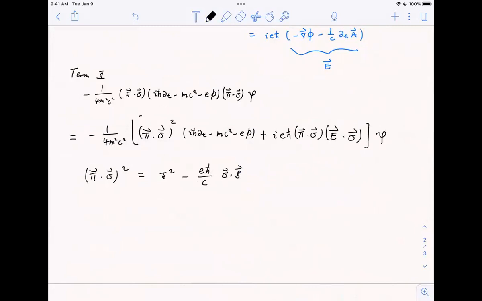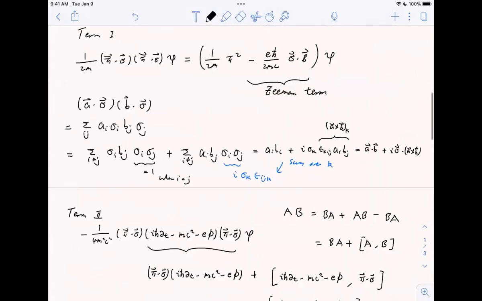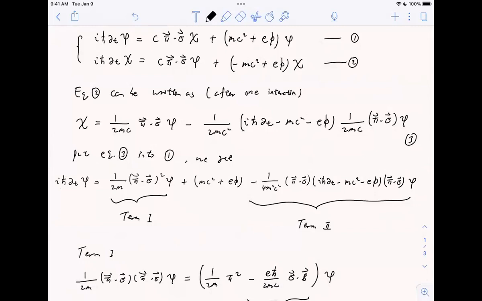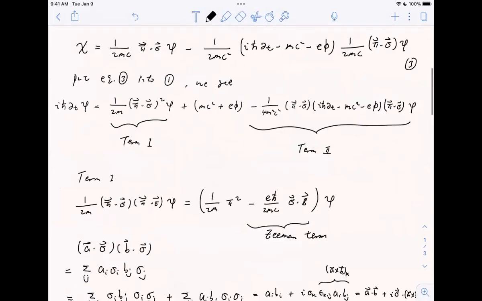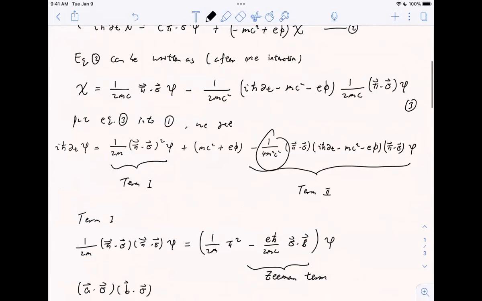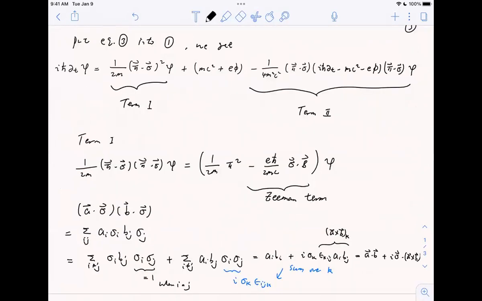You need to know that we want to expand it up to the order of 1/c squared. So every time you see the 1/c here, you can neglect, because here we already have a 1/c squared. Let's go back to this equation. This term 1 gives us a 1/c term, which is the Zeeman term. So anything that you expand here, as long as it contains the 1/c factor, you can neglect. We only want to keep 1/c squared and 1/c order.